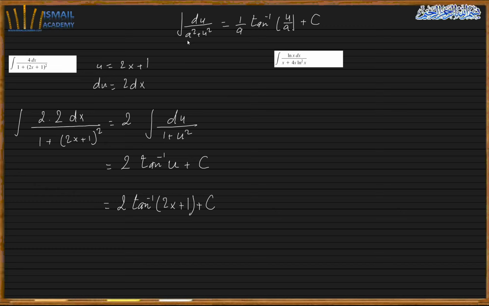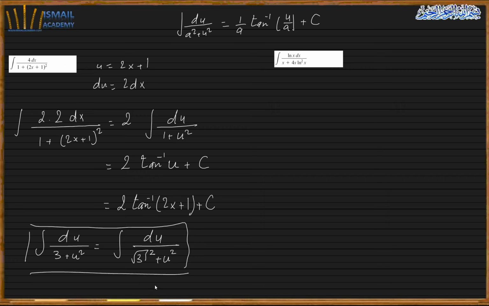But sometimes they don't give you a perfect square. For example, they can give you the integral of du over 3 plus u squared. So keep in mind that this 3 in fact is du over the square root of 3 squared plus u squared. So this is exactly how you should see it, because this is the square of a number. Which number is this? It is the square root of that number, which if you square it gives you 3. So to apply this, you need to transform this to a square root, then apply this formula. So keep in mind that type of way.